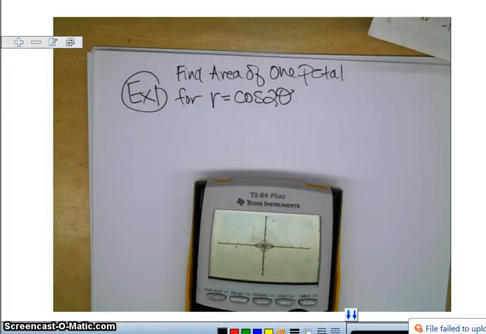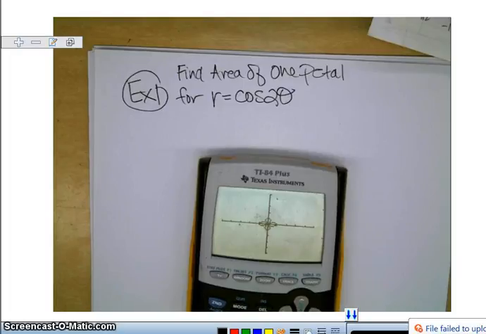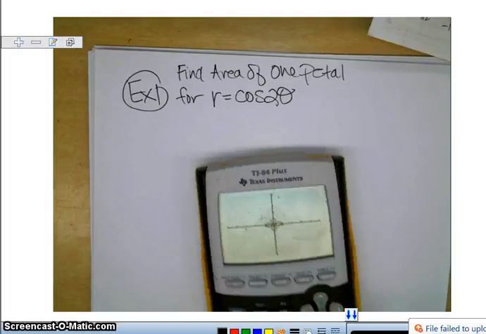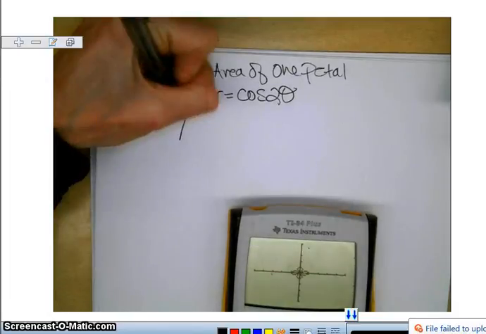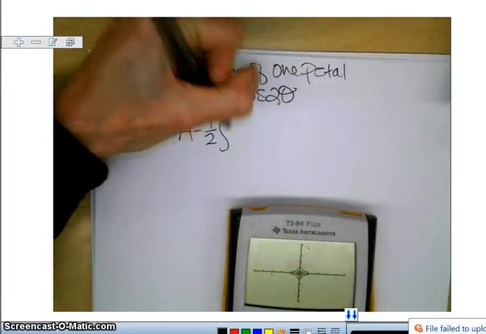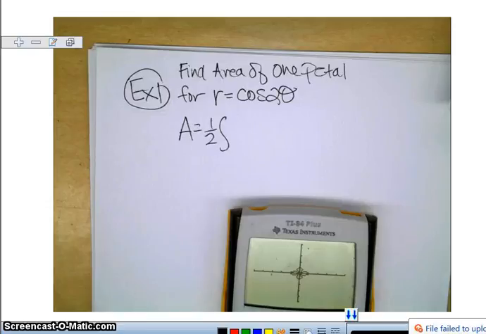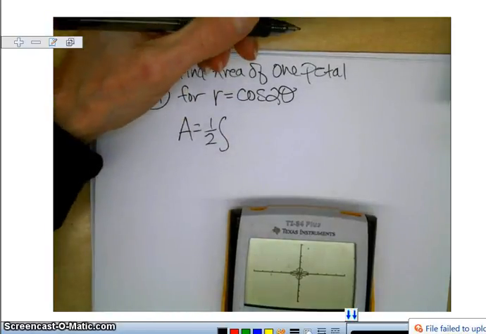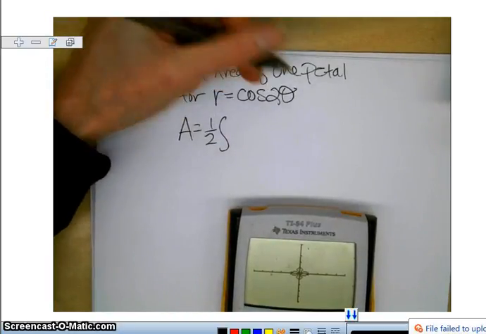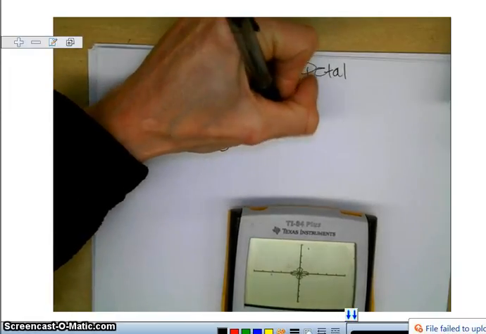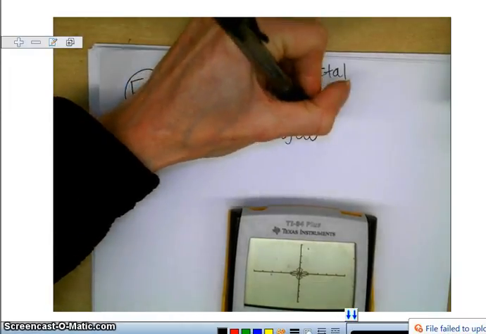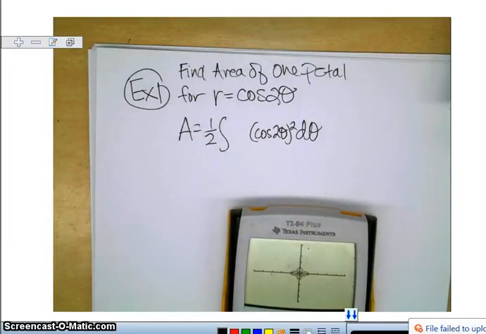So I probably want to change, that's from 0 to 2 pi. Maybe I basically need to figure out, I'm using the formula: the area is going to be 1/2 the integral from wherever to wherever I choose to give me one petal, of my r function. My r is cosine of 2 theta, and I just need to square it. So it's cosine 2 theta squared d theta. All I have to do is figure out what are my limits of integration.